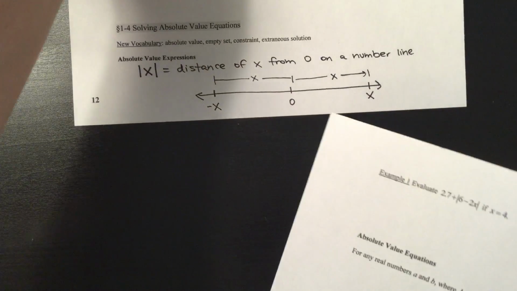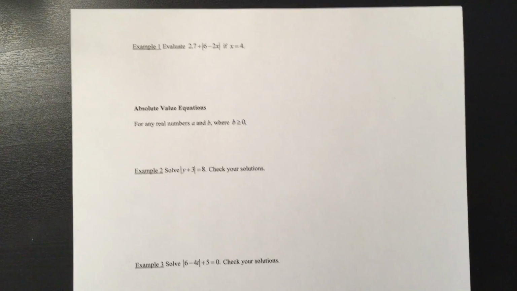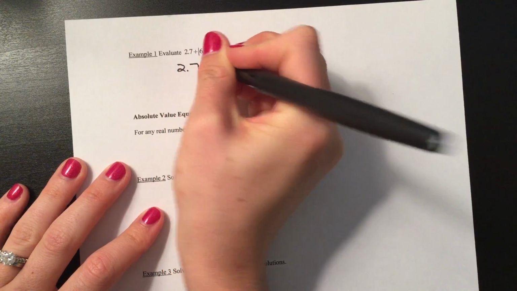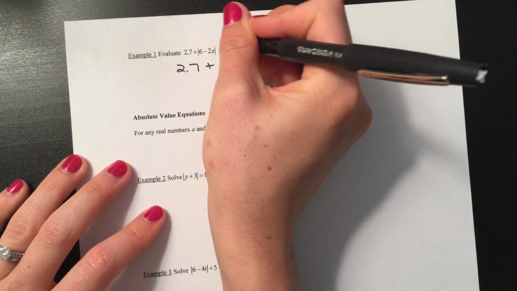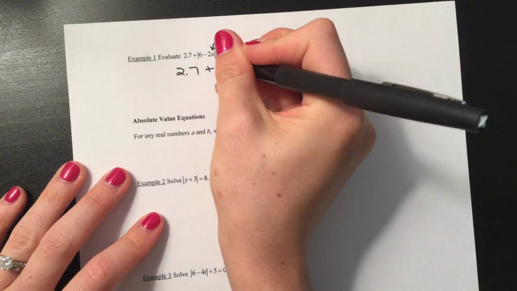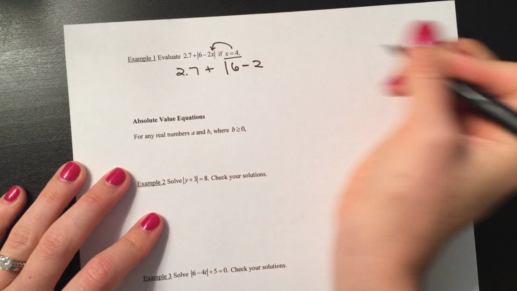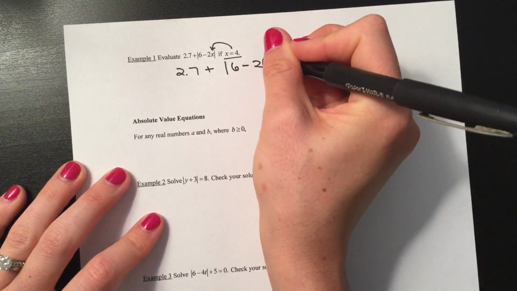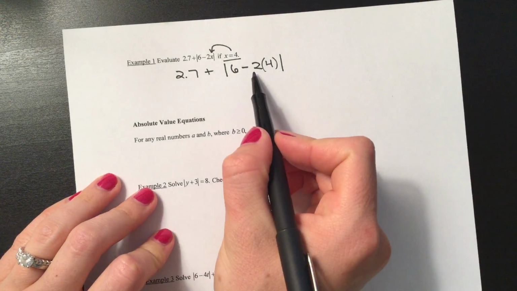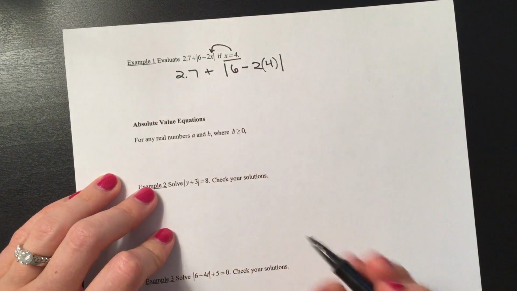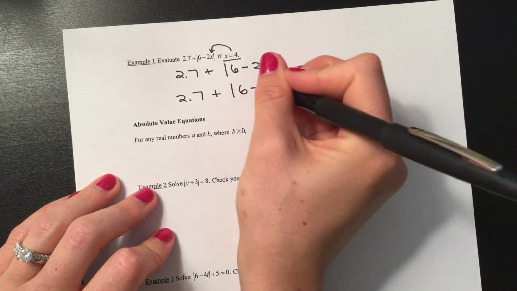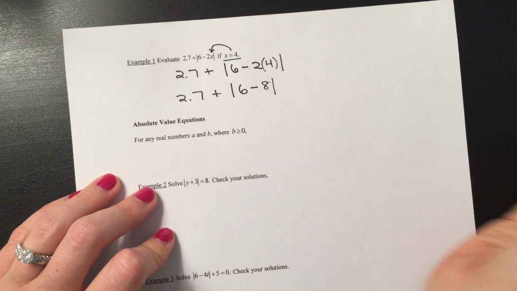So example 1, we want to evaluate this expression given that x is equal to 4. So we start with this 2.7 plus, and then all I'm doing is I'm taking this x equals 4, and I'm going to substitute it into that expression. So I'm evaluating the expression by subbing in 4. So 2.7 plus, and then absolute value of 6 minus 2 times, instead of 2 times x, it's going to be 2 times 4. Okay, so think order of operations. I'm going to start to simplify it from the inside out. So on the inside, I start with multiplication. So I start with 2 times 4. So I'm going to keep this 2.7 plus, still absolute value 6 minus, and then 2 times 4 is 8. So I can simplify it that way.